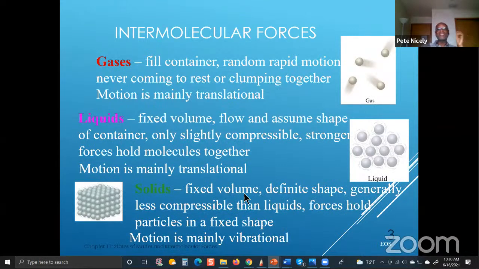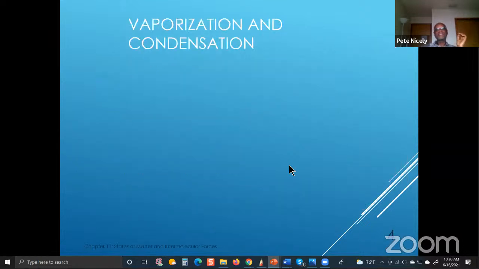Okay, and then when we get to solids, the forces are even stronger. The particles are less energetic, and therefore solids have fixed volume, definite shape, and are generally less compressible than liquids. And in terms of the motion of the particles, they don't move around like in the case of liquids and gases. In fact, their motion is mainly vibrational, all right, around a particular equilibrium point. So this is just basically a summary of the different states and the type of intermolecular forces that exist between the particles in the different states.